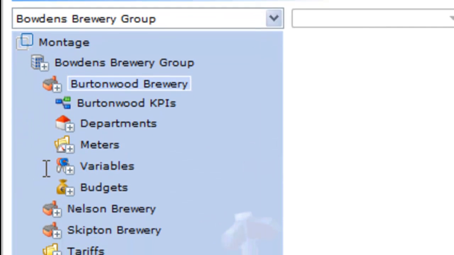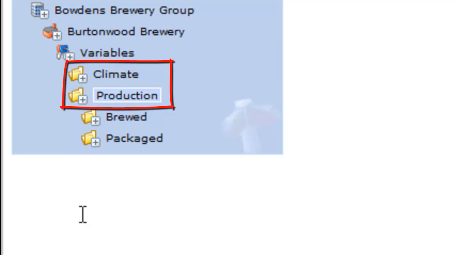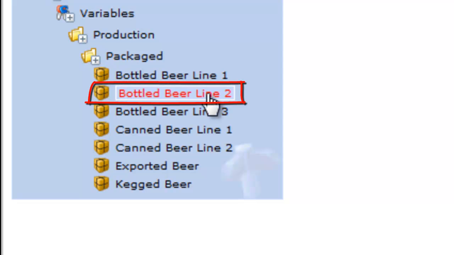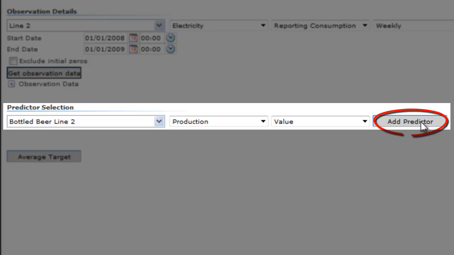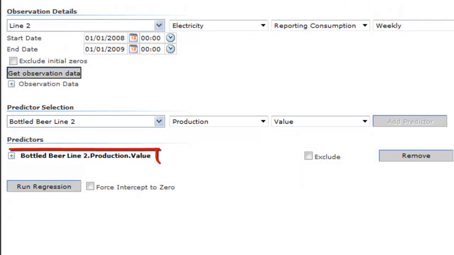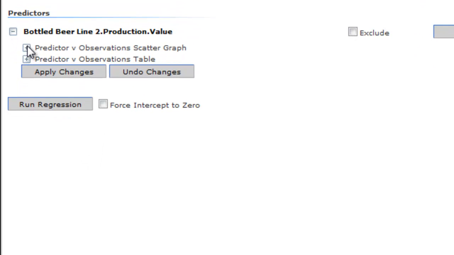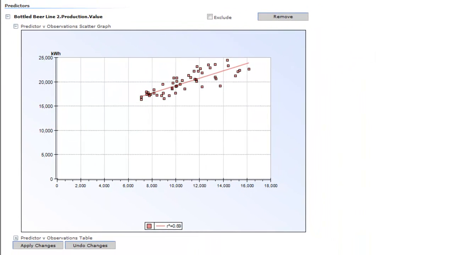I can do that within my variables folder, and you will notice that I have both climatic data as well as production data in this particular demonstration. So I am interested in selecting the production volume that I have in bottled beer for line 2. By adding that influencer to the equation, Montage has now done for me, by pressing on the little plus alongside my scatter graphs, it will show you the performance of my electricity against production for that period.